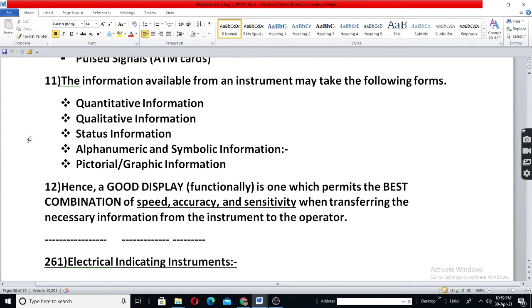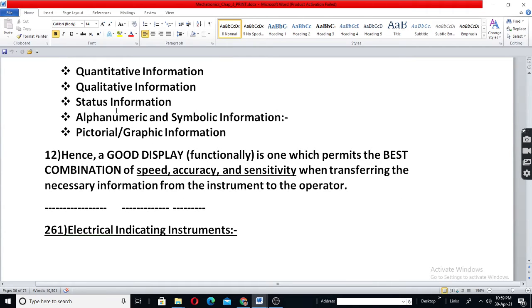For example, quality: power factor is quality information. Status: on or off. Or sometimes it may be data, alphanumeric or picture or graph, etc. So output can be like this.